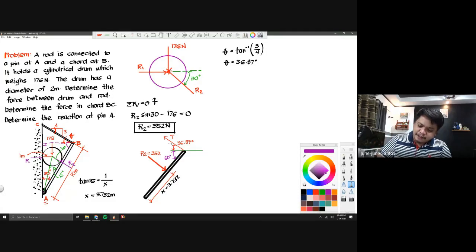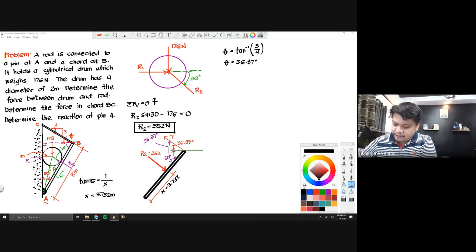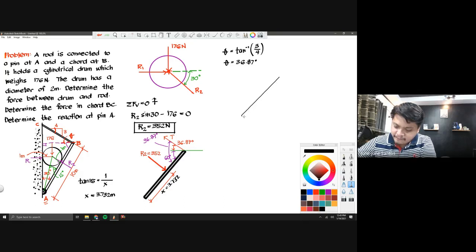that pag pinag-add ko silang dalawa, yung total niya is 60 plus 36, that is around 96.87 degrees. Okay? So, ano ang conclusion? Ibig sabihin, itong tension rod ko not perpendicular dito sa aking rod. Okay? So, kung idodrawing ko siya ng mas madali, I will try to draw it ng mas makitang-kita.